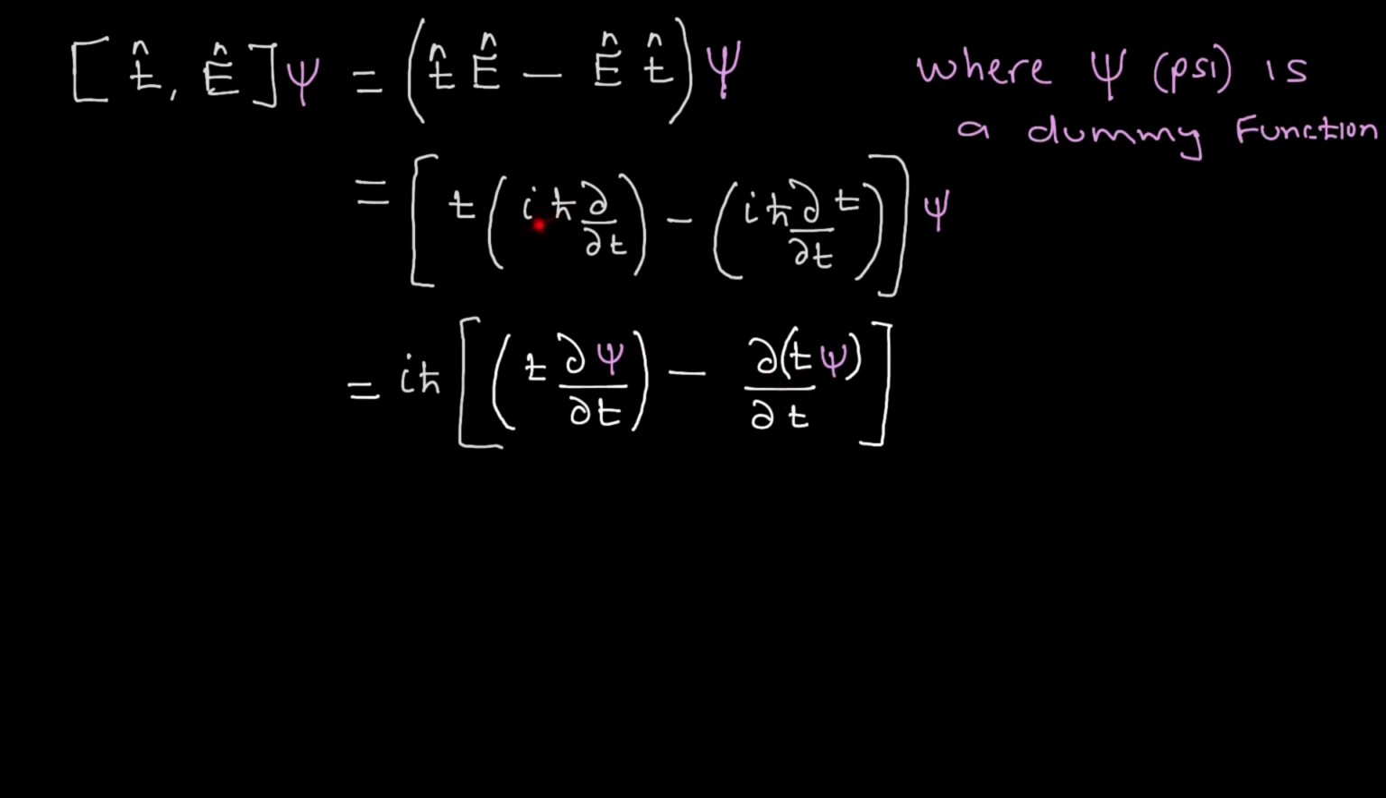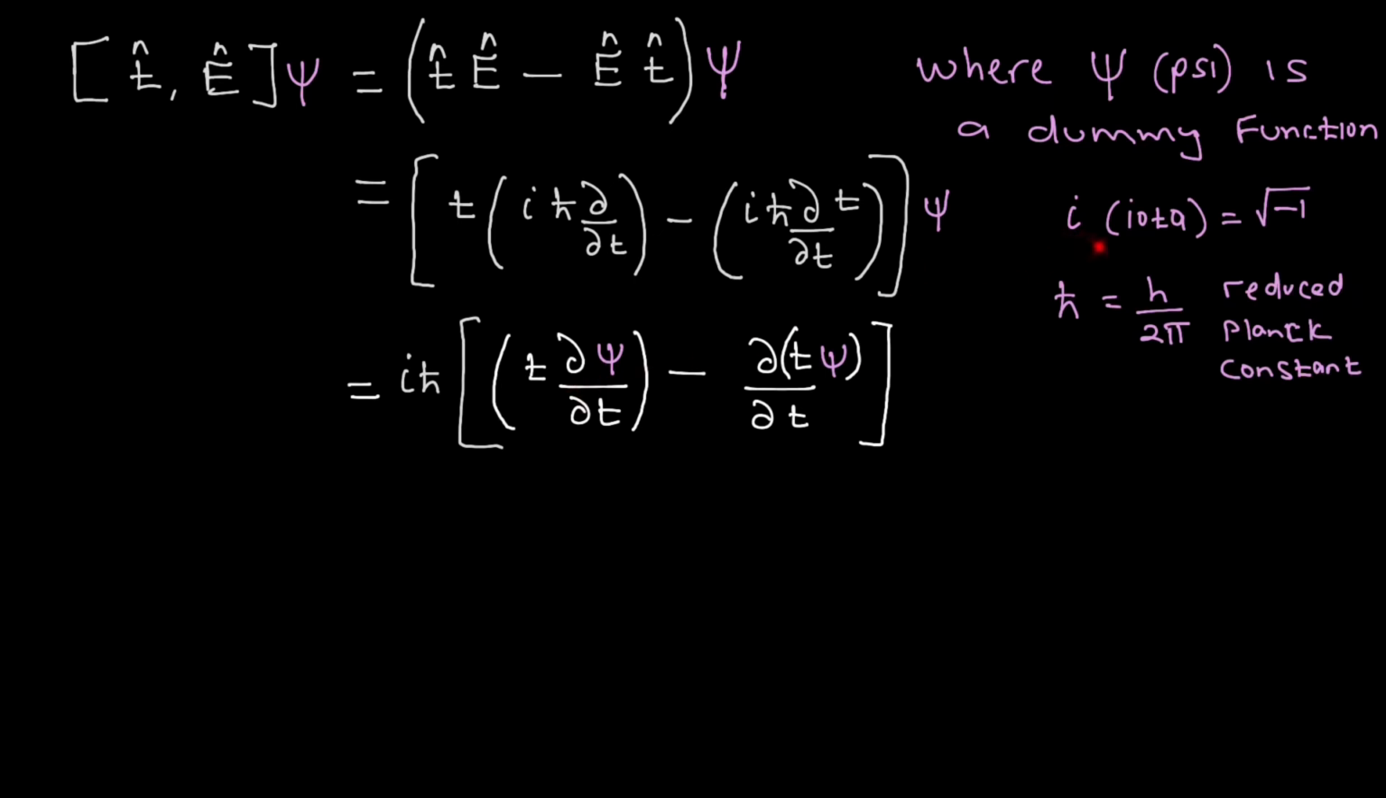So what I've done now is taken out the common factor, i h bar, and then multiplied everything by psi. So psi times that and psi times that, and that's why I get partial derivative with respect to t times psi, and partial derivative with respect to t times the time and psi. Just so you know, i is pronounced iota and it's root minus 1. It's a complex number, and h bar is equal to h over 2 pi, which is called the reduced Planck constant.